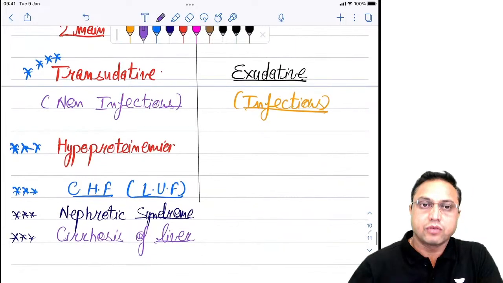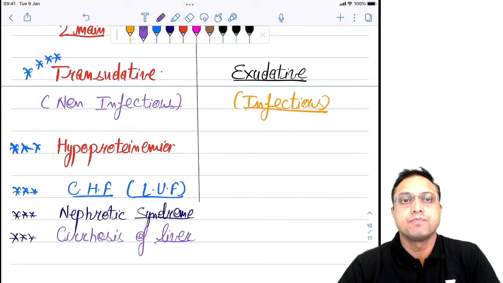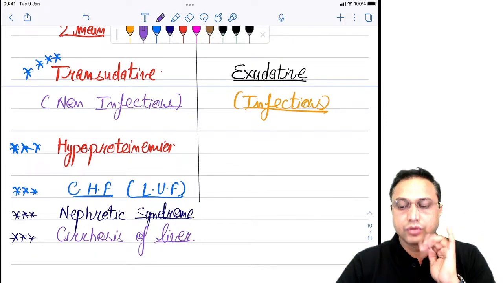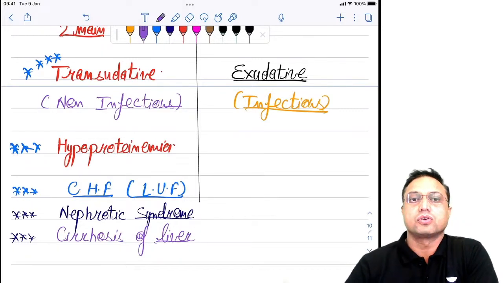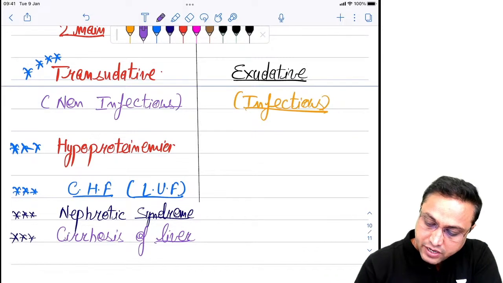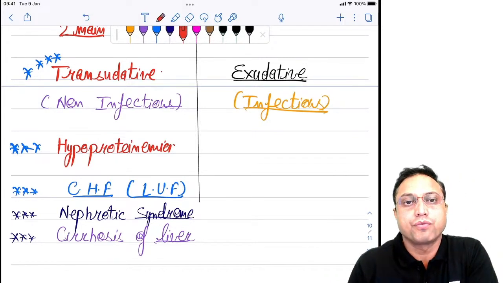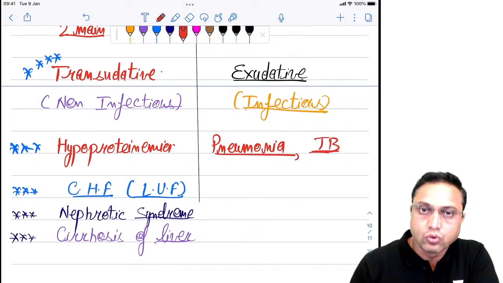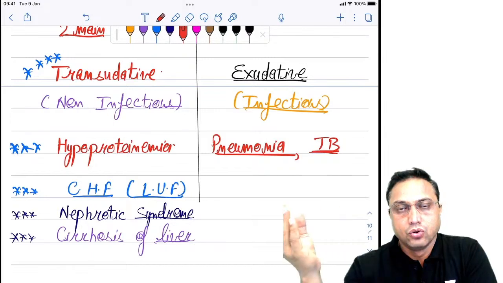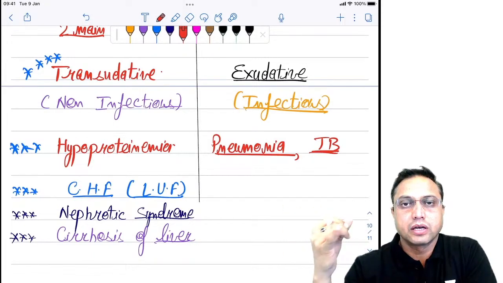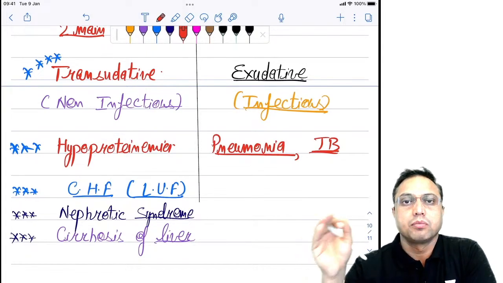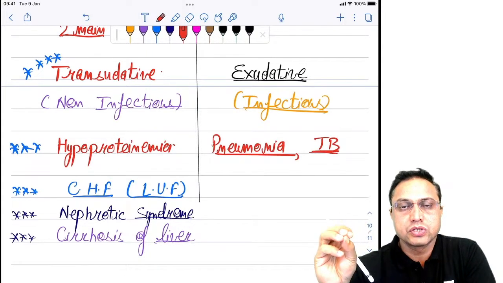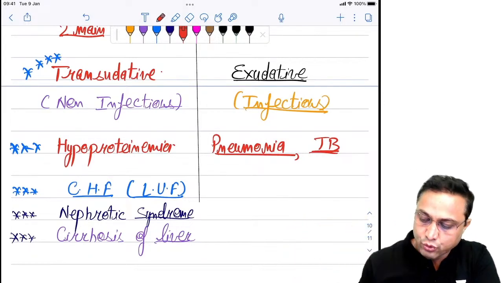So we have learned till now the main causes of transudative, non-infectious effusion: hypoproteinemia, congestive heart failure, nephrotic syndrome, and then cirrhosis of the liver. Now let's jump to the exudative causes or infectious causes. In respiratory medicine, the most common cause of exudative pleural effusion is going to be pneumonia. First of all, infectious causes: pneumonia, or it can be tuberculosis also, right? Pneumonia, we have discussed earlier in the classes, has so many pathogens. It can be bacterial, viral, or fungal, but most likely the bacterial pneumonias are the ones which cause exudative type of pleural effusion, right?